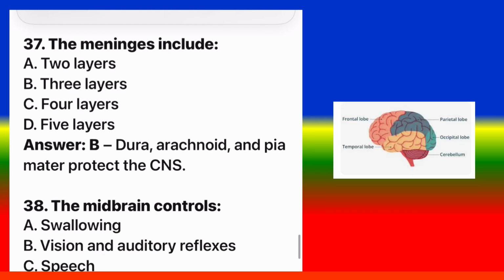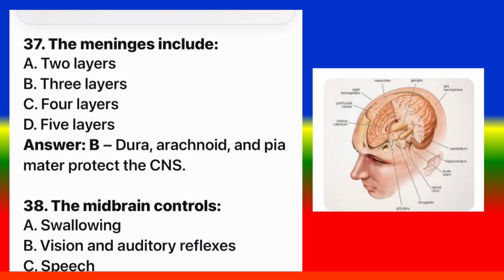37. The meninges include A. 2 layers, B. 3 layers, C. 4 layers, D. 5 layers. Answer B. Dura, arachnoid, and pia mater protect the CNS.